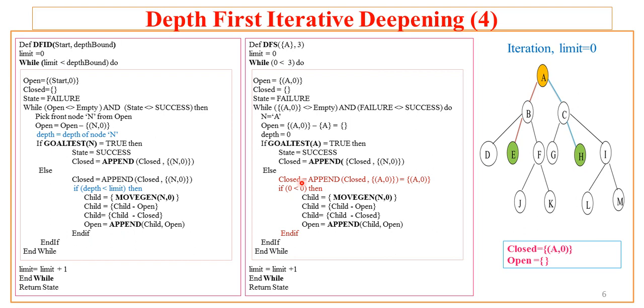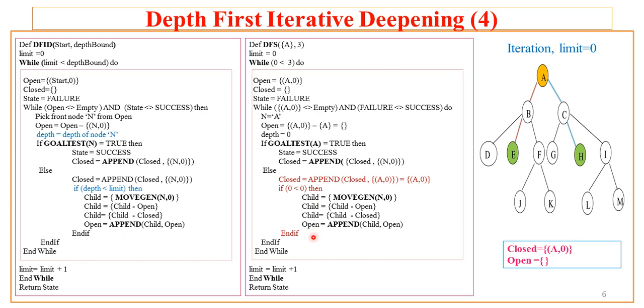It gets into else part. And now here the node, that is A, is appended to the close. Initially close is empty, so A is appended to the close. Now closed is having one node A with depth value 0. Now it checks whether the depth which is 0 is less than limit which is also 0. This condition fails, so it will not execute the if part.